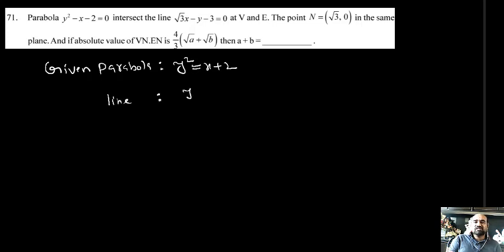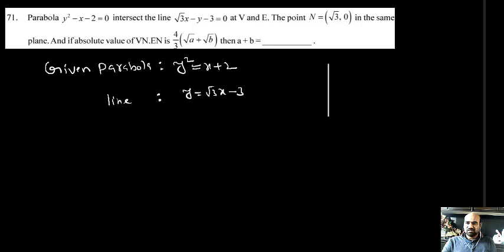Okay students, listen now. Given parabola: y square equal to x plus 2. Given line: y is equal to root 3 x minus 3. So first of all, I will draw the diagram for that.